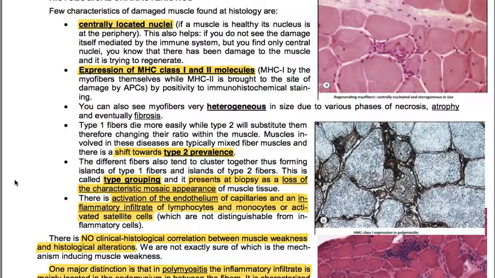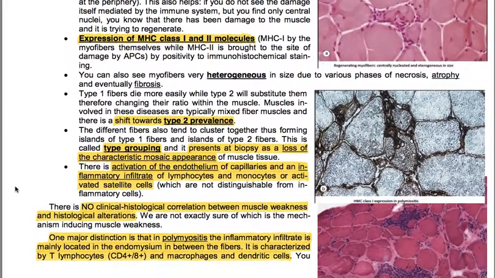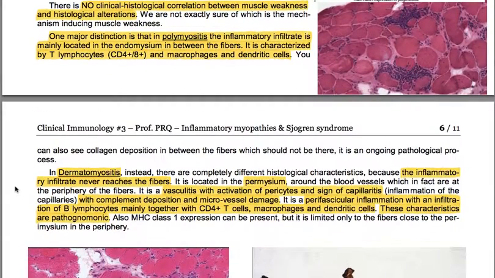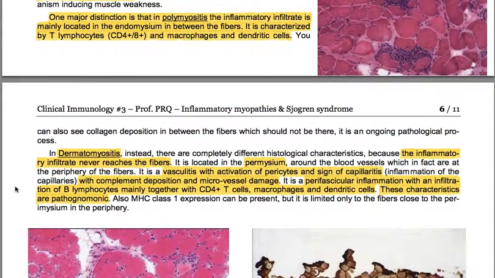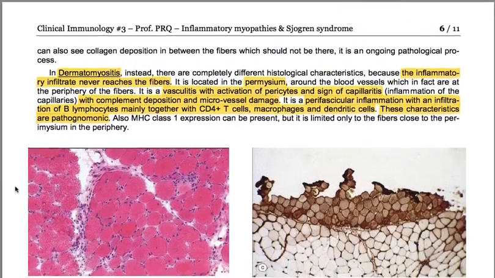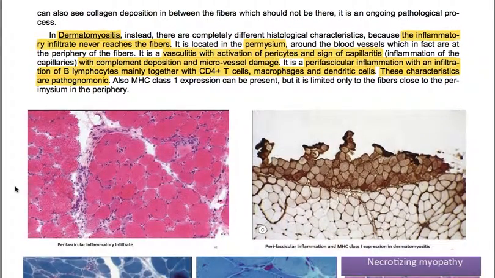One major distinction is that in polymyositis, the inflammatory infiltrate is mainly located in the endomysium in between the fibers. It's characterized by T lymphocytes, CD4 positive and CD8 positive, and macrophages and dendritic cells. You can also see collagen deposition in between the fibers, which should not be there. It is an ongoing pathological process.